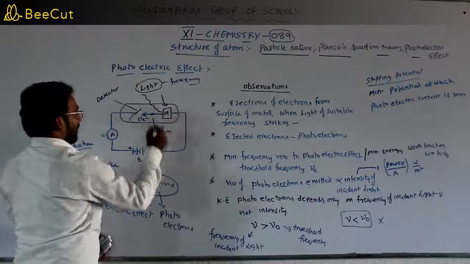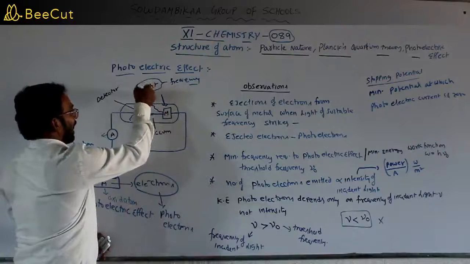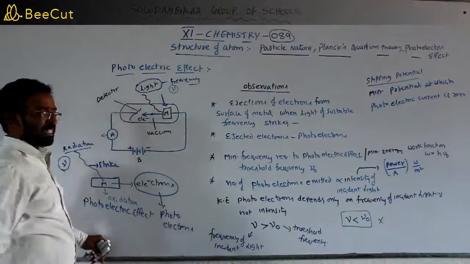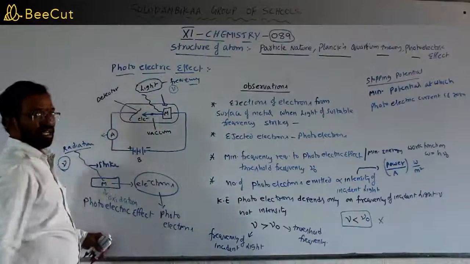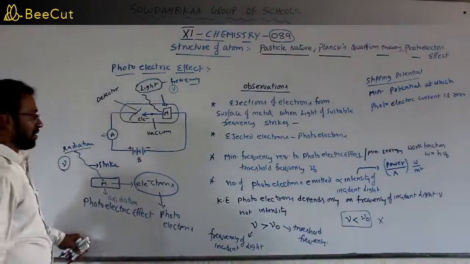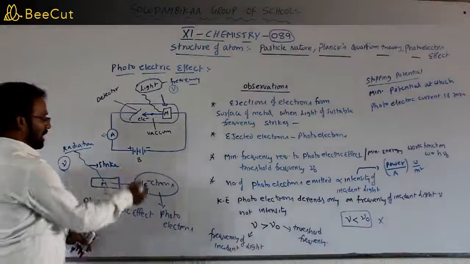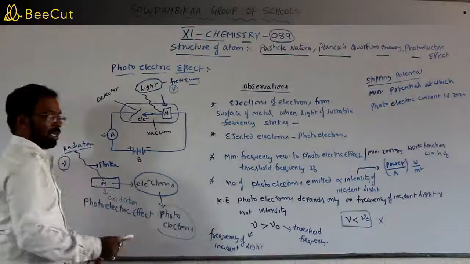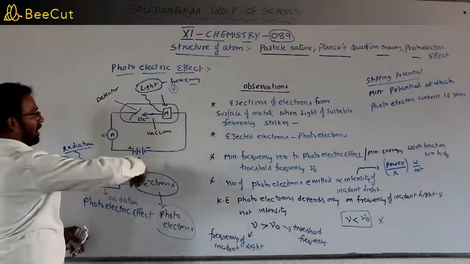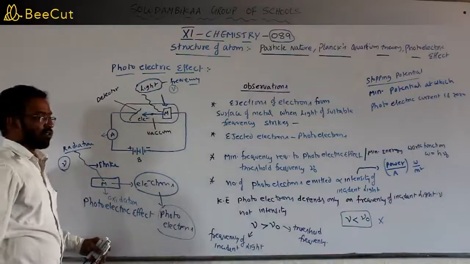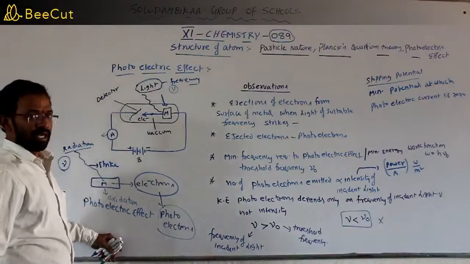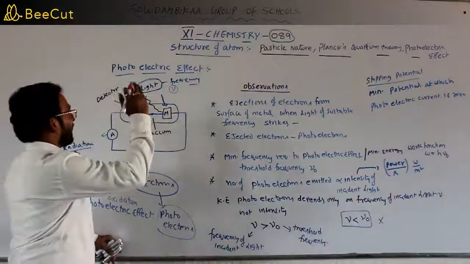Here we are placing a metallic surface, and a light of radiation with a frequency nu strikes the metal surface. It ejects some electrons. The electrons which are liberated are measured by a detector. The electrons emitted are called photoelectrons. This effect is called the photoelectric effect. Now we will see what the postulates and observations related to the photoelectric effect are.